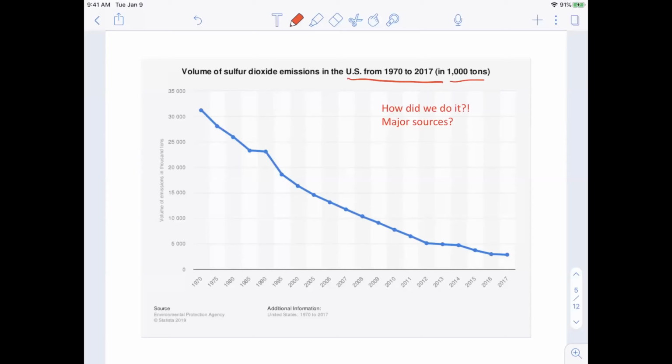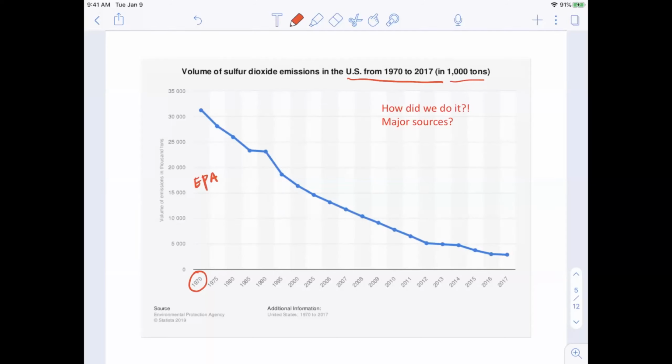You can see that there is almost an exponential decrease of the sulfur dioxide. And again, this curve starts from the year 1970. What happened in this year? It's the EPA, right? We mentioned that the EPA was established in 1970.